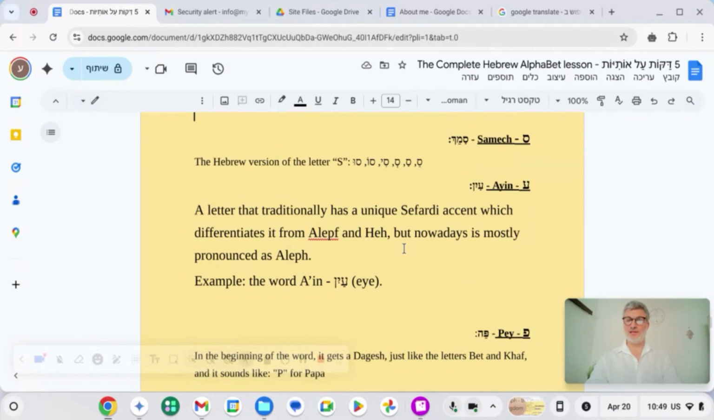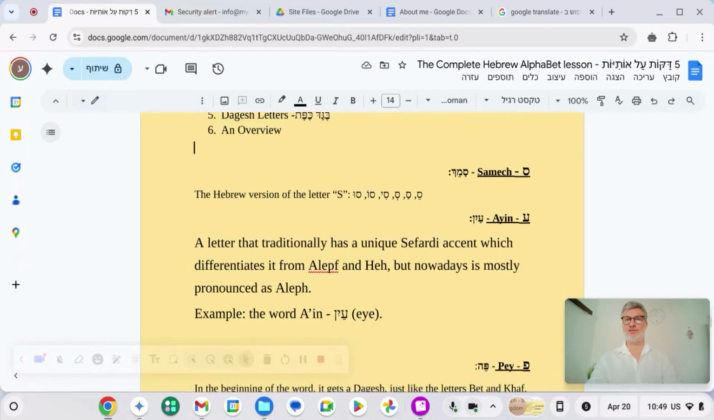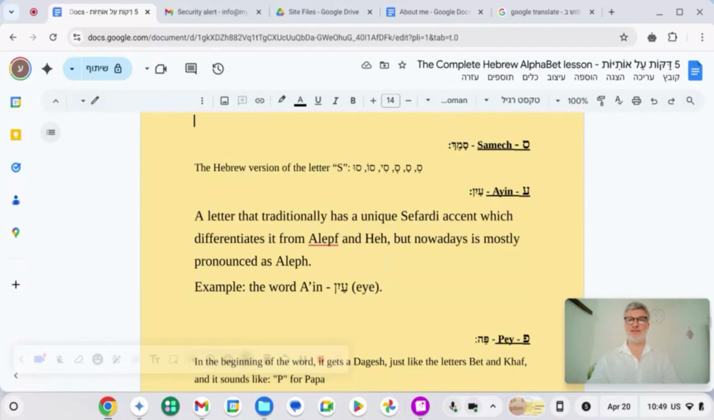We're going to start with the letter Samech. The letter Samech is the equivalent Hebrew letter for the letter S in English, S for Spain. It could be Se, Sa, Si, So, or Su, depending on the vowel sign.